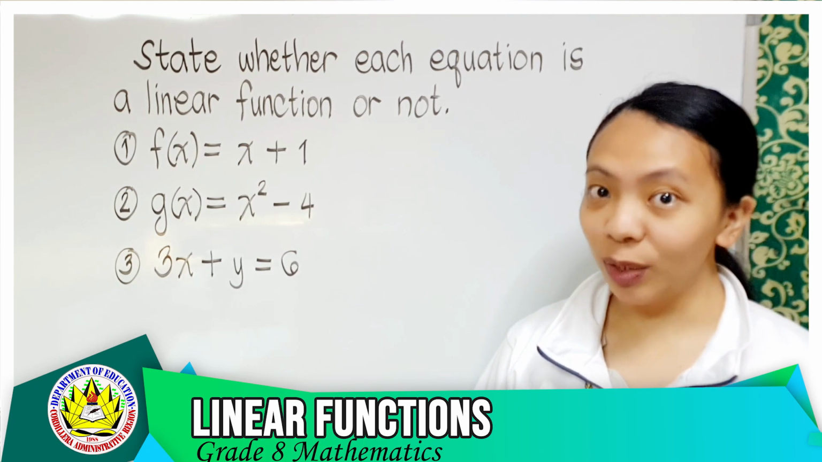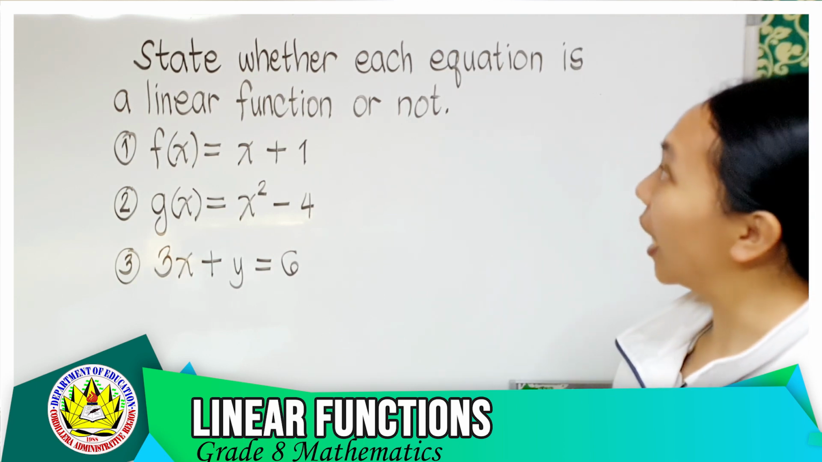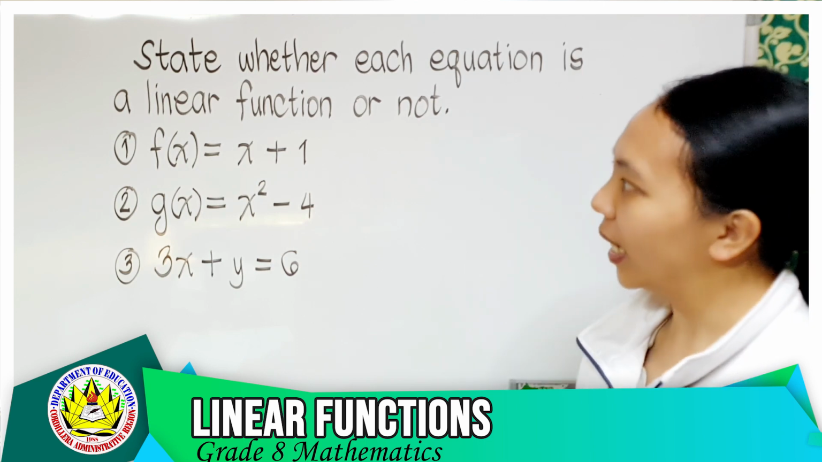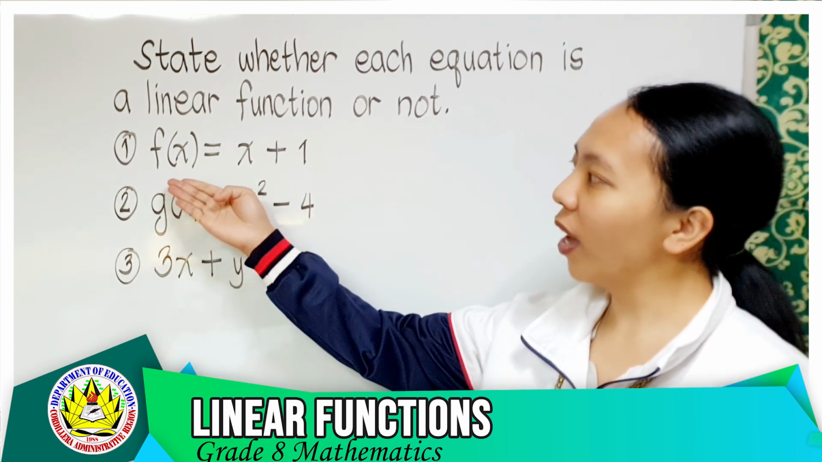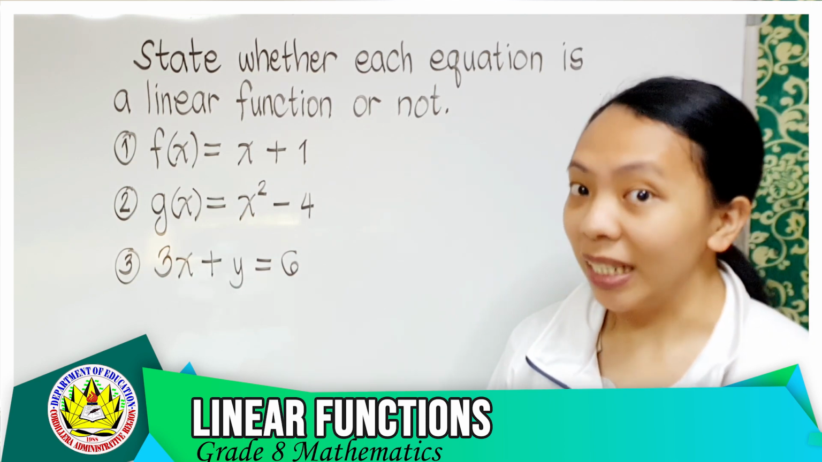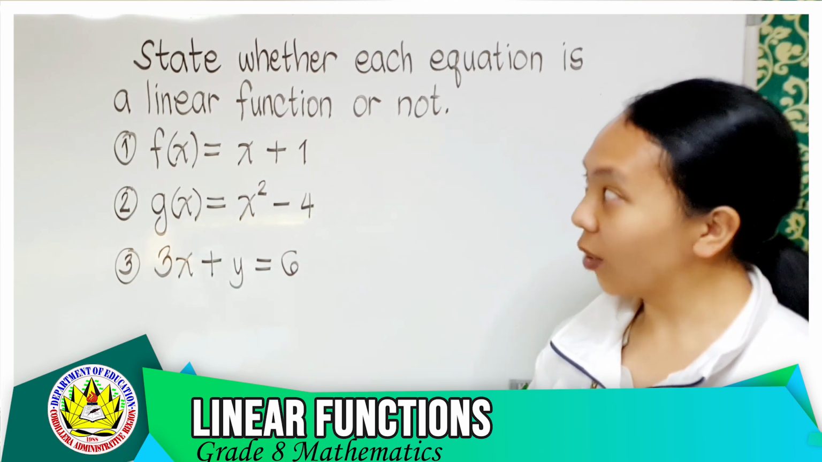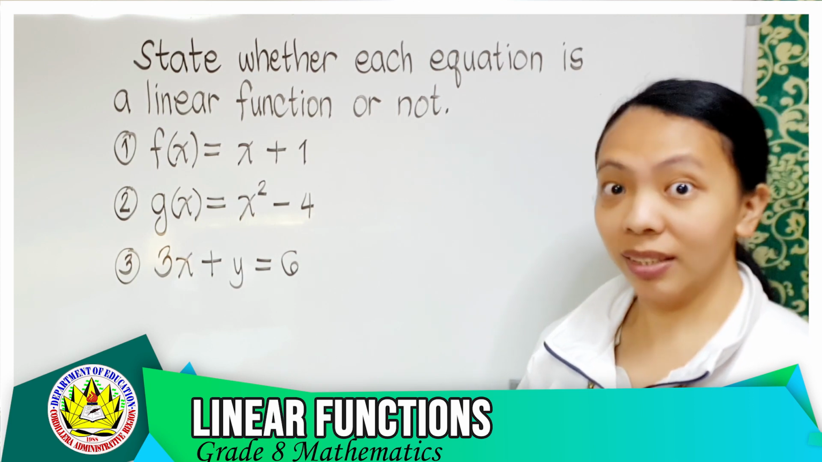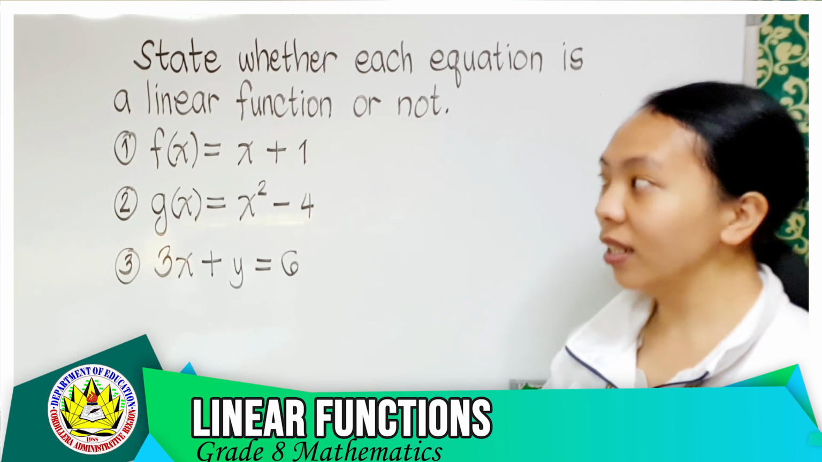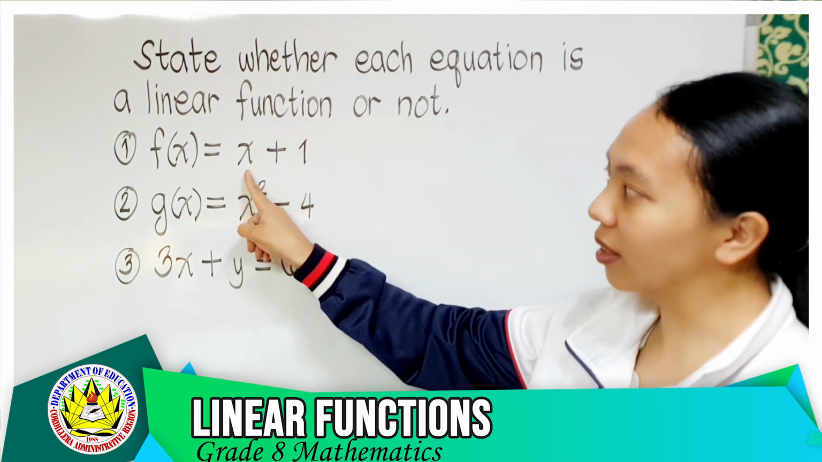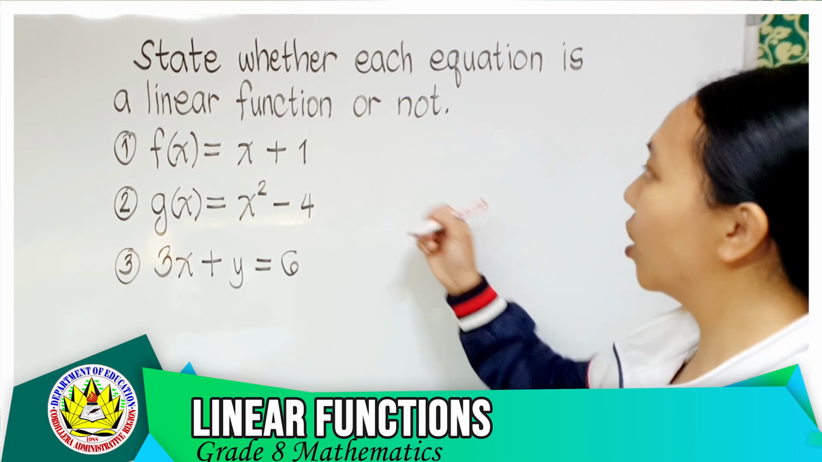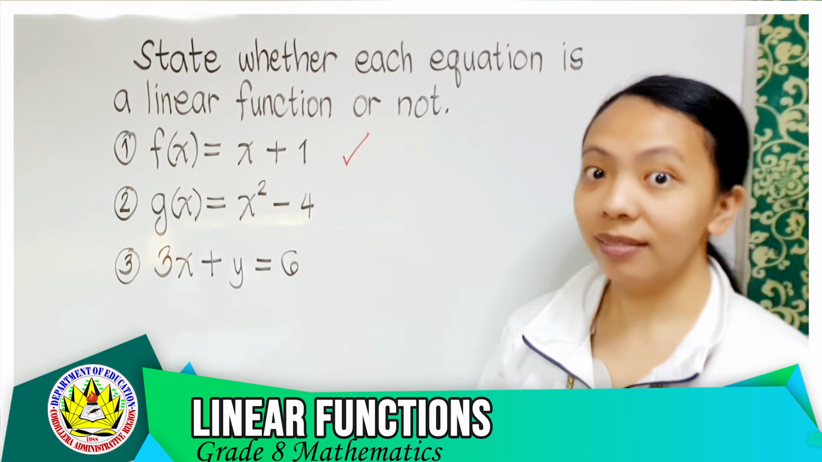Let us state whether the given equation is a linear function or not. Let's have f of x is equal to x plus 1. By definition, this equation is a linear function. Why is that so? Because the exponent of x is 1. Therefore, equation number 1, again, is a linear function.